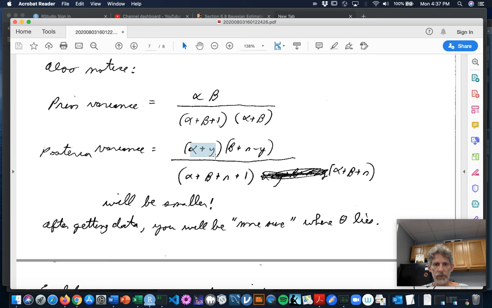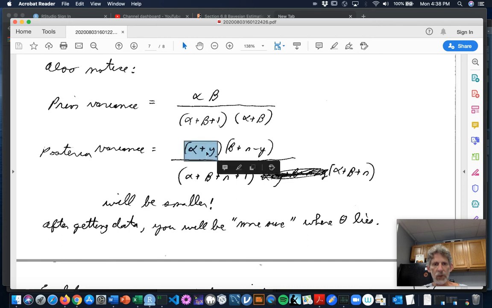So first parameter, second parameter, sum of the parameters plus 1, sum of the parameters. Same as here, you're just putting in the new parameters. And if you look at that fraction, I guarantee you this fraction here is going to be smaller than this fraction. The reason is that it's composed of an alpha over alpha plus beta plus 1, and it's composed of a beta over an alpha plus beta.